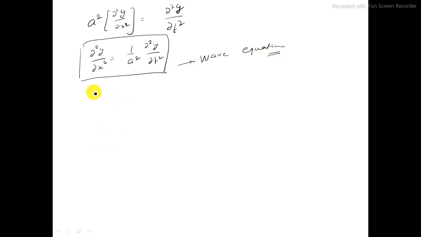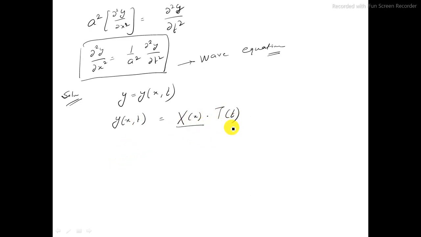So we have to find the solution of this wave equation. To find the solution, we know that y is a function of x and t. So y is a function of x and t. You can see y is a function of x and y is a function of t.